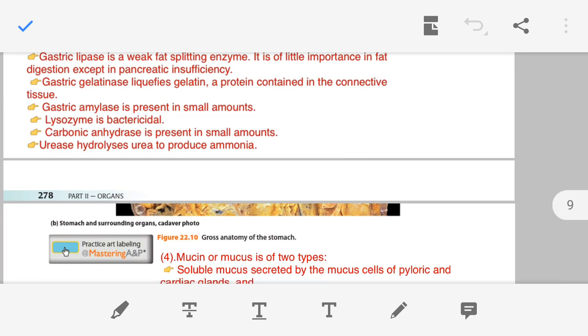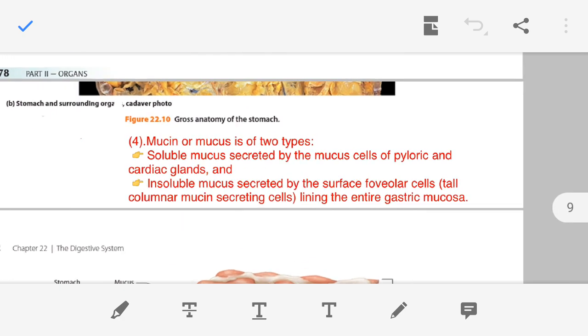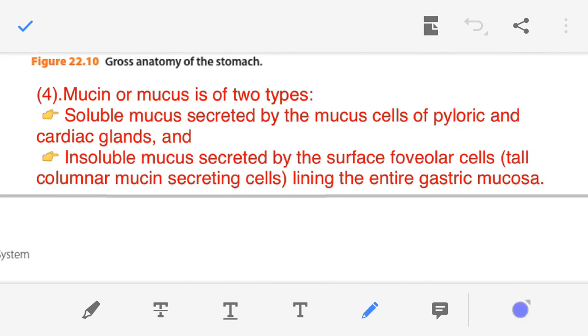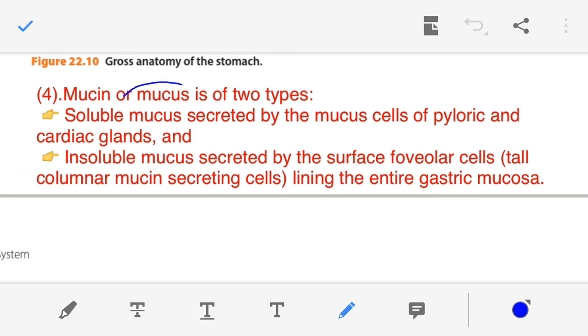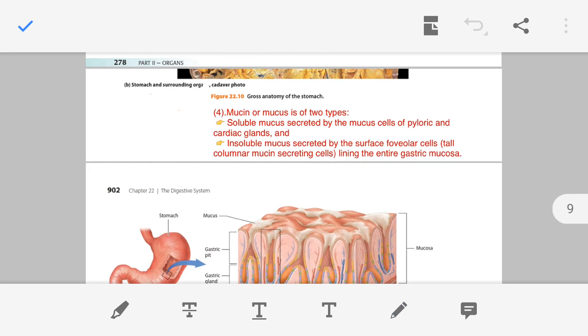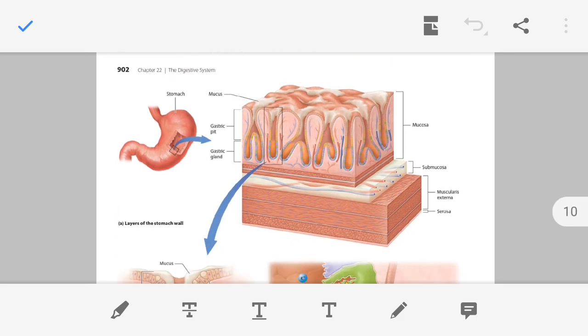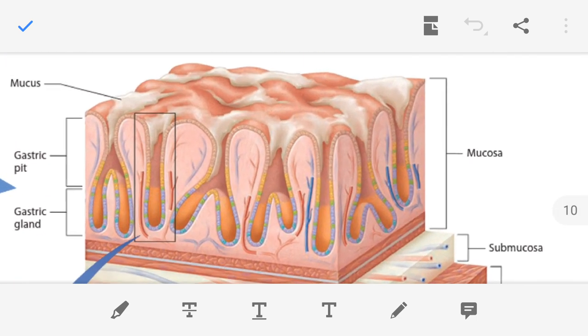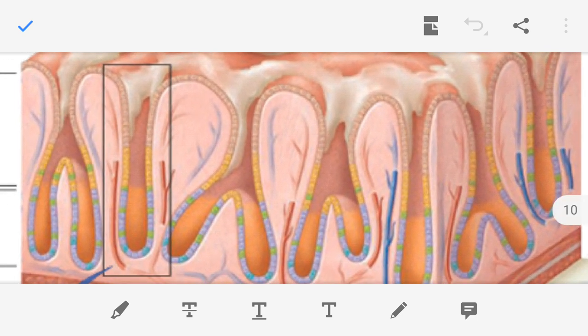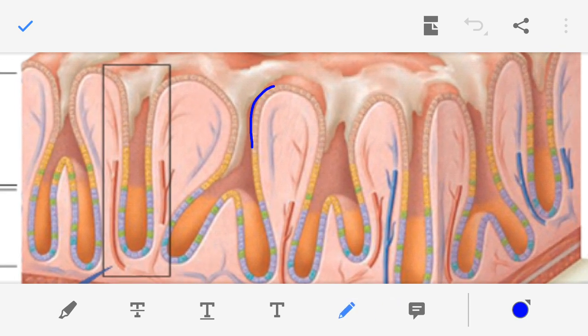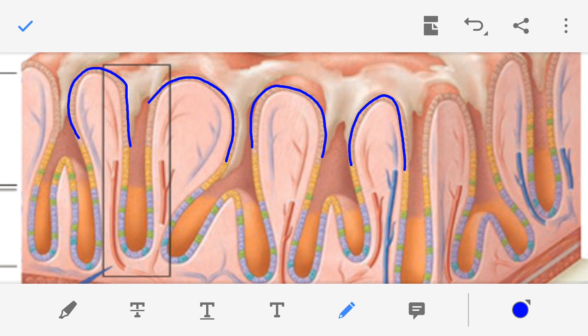Now moving on to the fourth point of our discussion. The fourth point is related to mucus secretion, mucus or mucin. For this mucus secretion, two types of cells are involved. First is this one. For example, these are all mucus secreting cells, but since these are present on the surface, they are known as surface mucus cells.